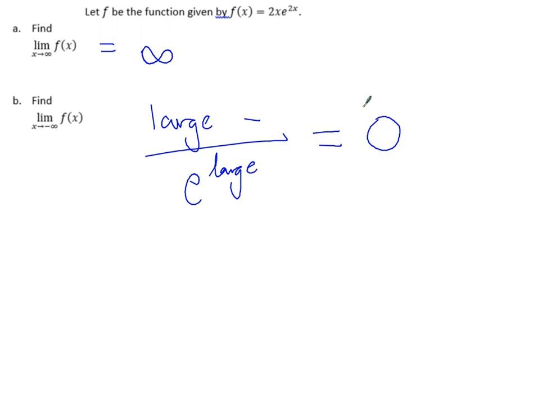We weren't asked whether or not these were asymptotes or if it had horizontal asymptotes, but we could say that y equals 0 is a horizontal asymptote to the left, but there is no horizontal asymptote to the right.